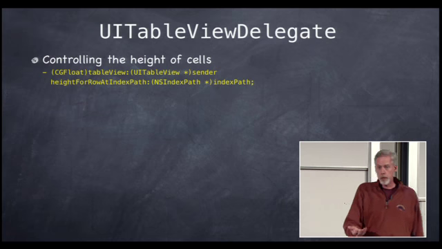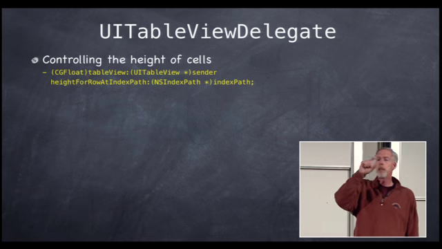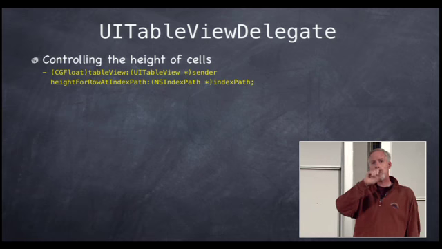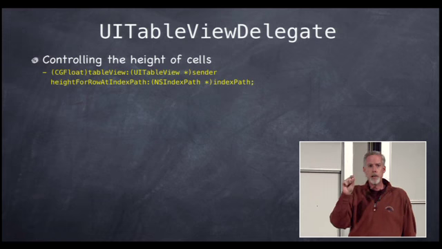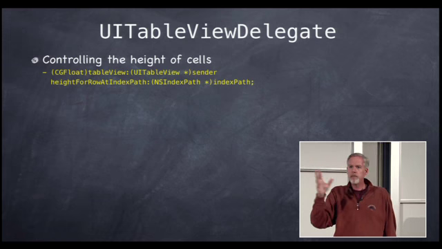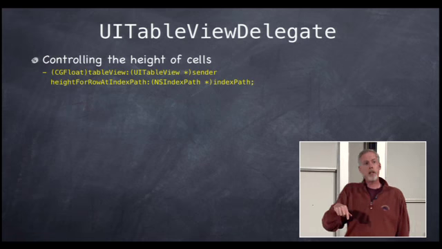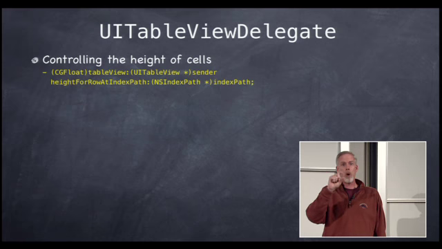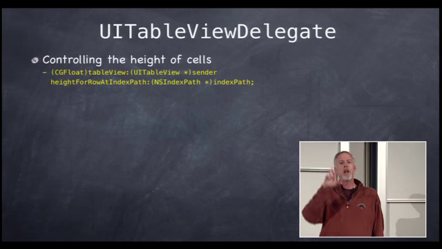So what else can you control with the delegate? You can control the height of cells. Cells, by default, are going to be big enough to hold their label, their UIImageView, and their detail text view, but you can actually control the height with the delegate and say, well, I want this row to be this big and this other row to be this big. So you can have variable height rows in your table.